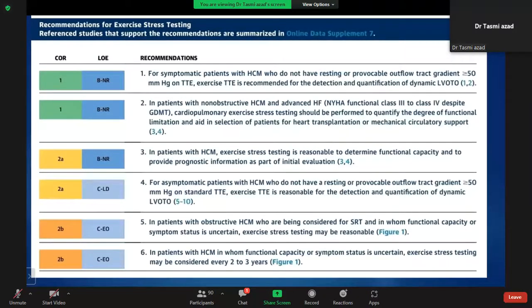But if we are in doubt about hypertrophic cardiomyopathy from family members, sudden cardiac death, or any history or information that puts us in a clinical dilemma that there might be something there, then we will go for exercise transthoracic echo, which is recommended for detection and quantification of dynamic LV outflow obstruction.